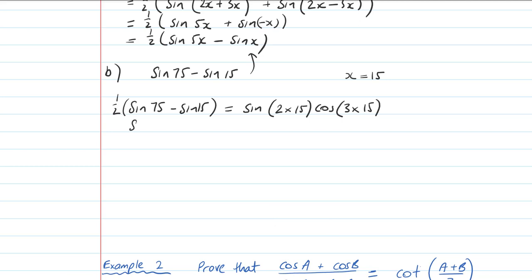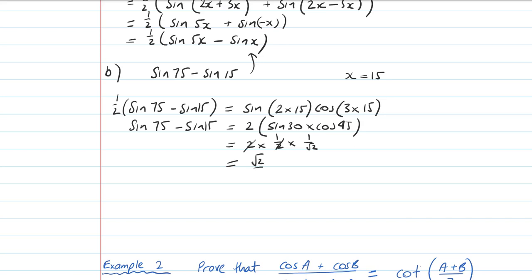So this means that sine 75 minus sine 15 is equal to 2 times sine 30 times cos 45, which of course is 2 times a half times 1 on root 2. Now we don't like 1 on root 2, so 2 and a half cancel out, and I'm going to write it down as root 2 over 2. And so there's our answer to the second part, which is, I think you'll agree, quite a nice solution to that problem. All the best.